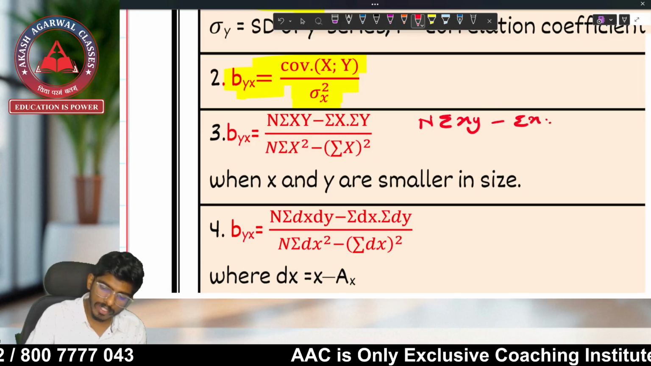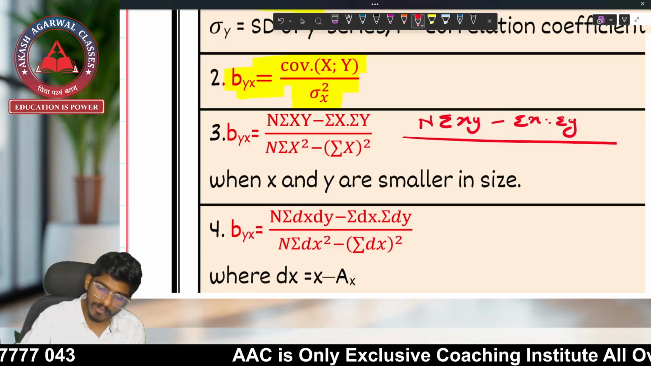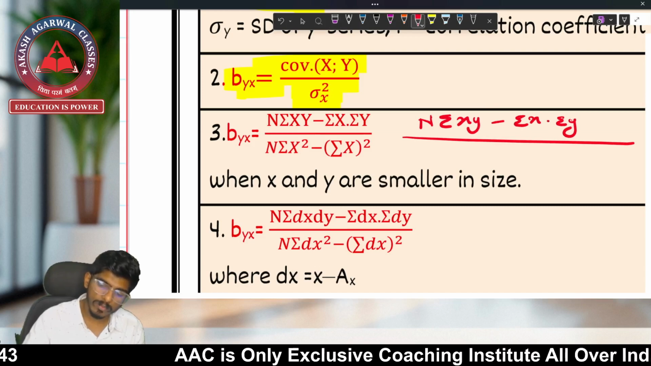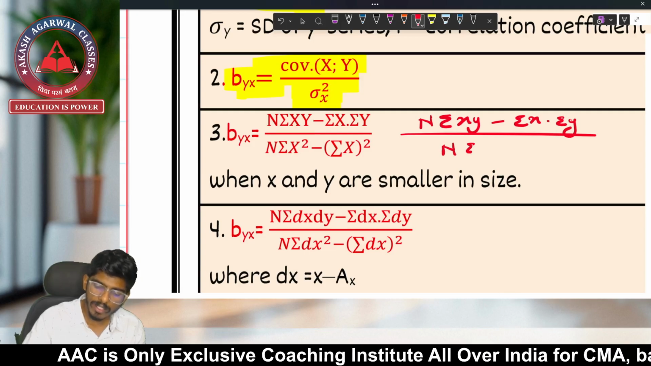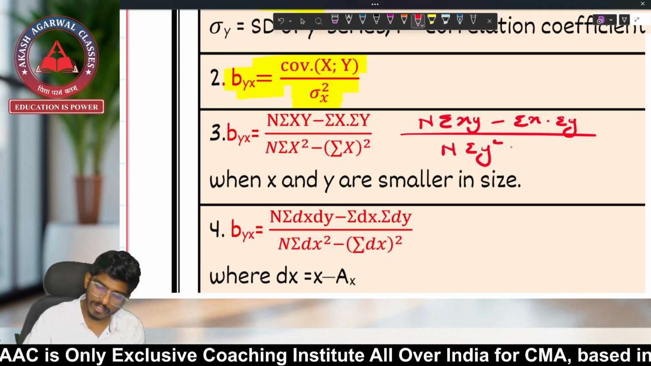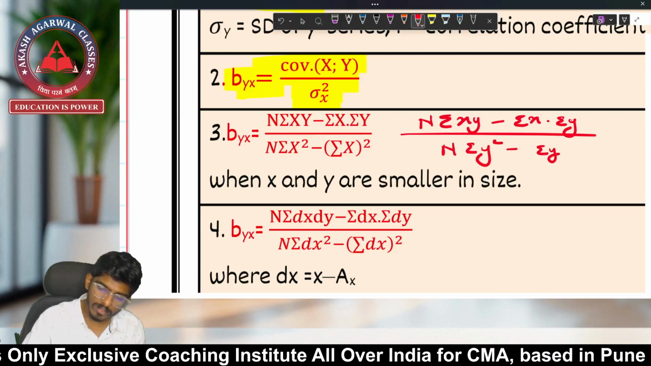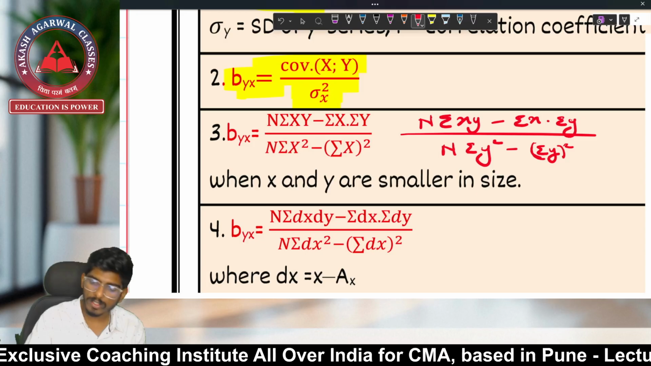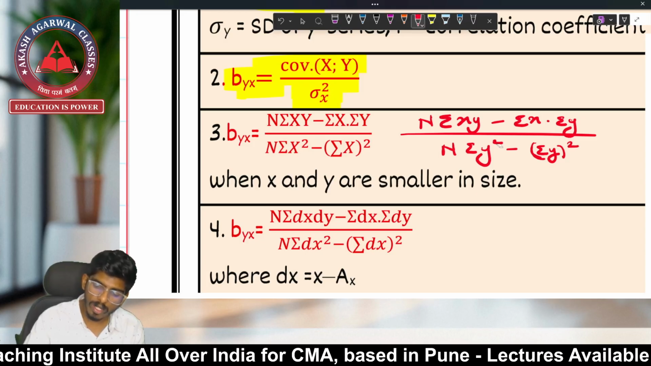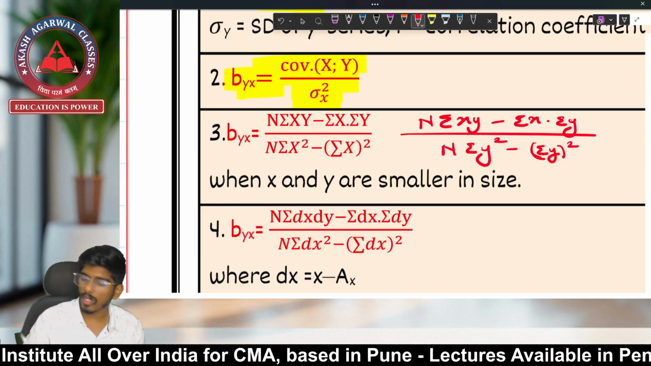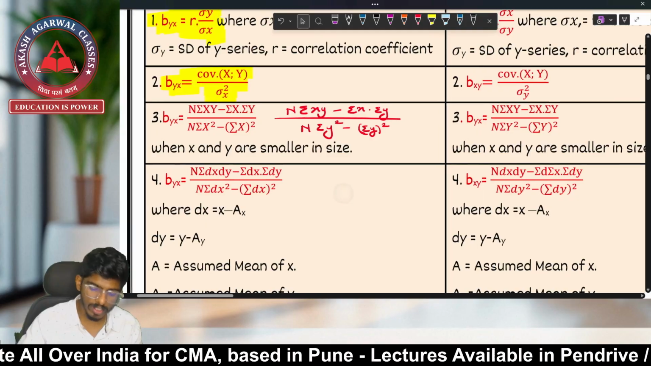Minus summation of x into summation of y. Everything in the numerator is going to be the same. Only the denominator is going to change, and the denominator is going to be n into summation of y square minus summation of y the whole square. So this is going to be your formula. Only the denominator is going to change.